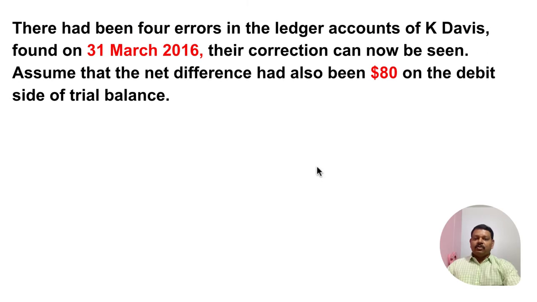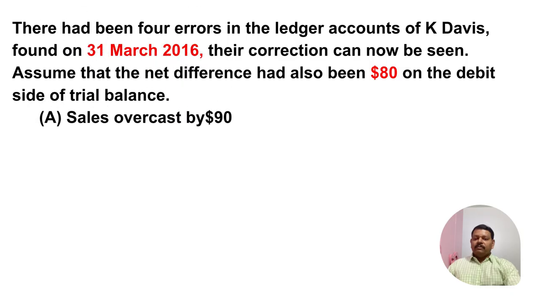Let us discuss a question. There had been four errors in the ledger account of K debits found on 31st March 2016. Their correction can now be seen. Assume that the net difference had also been $80 on the debit side of the trial balance. The difference is $80 on the debit side of the trial balance. So, in the suspense account, the difference in trial balance will appear on the debit side, 80.